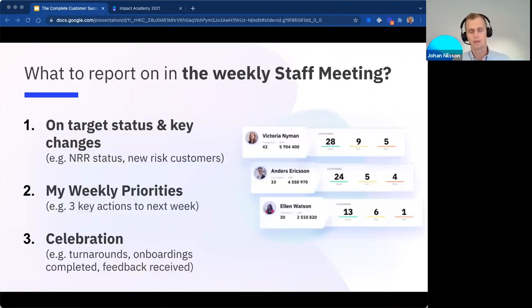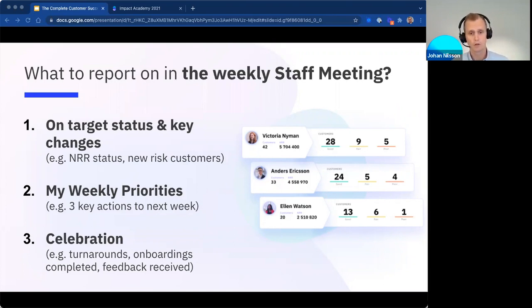Another part of managing the customer success team is to look at what a weekly staff meeting should look like. I think this varies a lot, and still most companies have a meeting, but what should the meeting be about? In customer success it's especially difficult because there are so many topics and so many things happening. So what should we do in the weekly staff meeting? Just 3 points here as our recommendation.